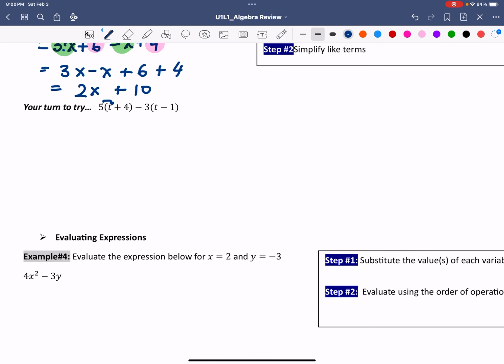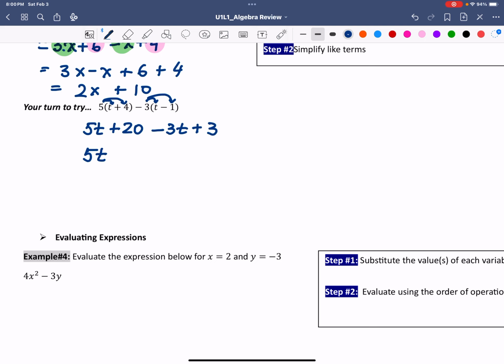5 times t, 5 times 4, 5t plus 20. Negative 3 times t, negative 3 times negative 1, negative 3t plus 3. Be very careful with the signs. So two minuses will multiply to a plus. A minus with a plus multiply to a minus. It's a common mistake and very easy to make.